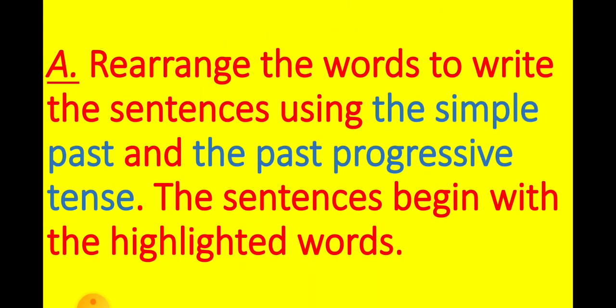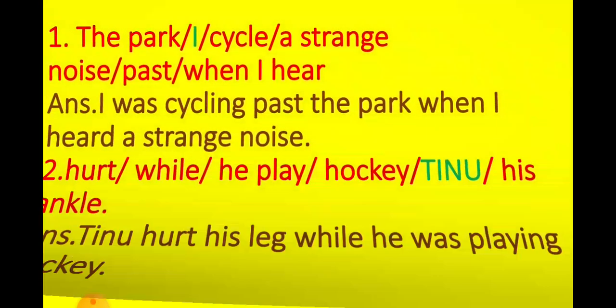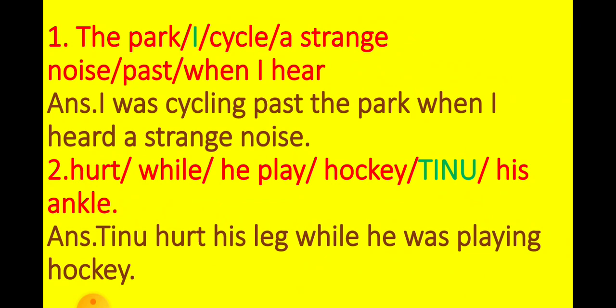Rearrange the words to write the sentences using the simple past and the past progressive tense. Past progressive tense means past continuous tense. The sentences begin with the highlighted words. So let's take up the first one.